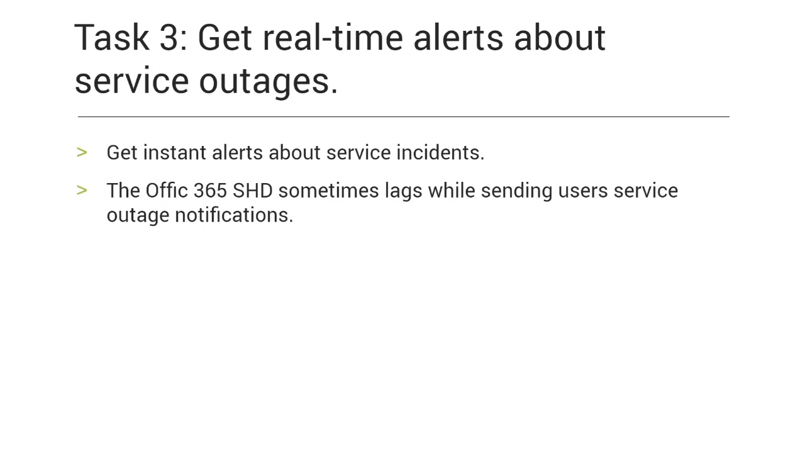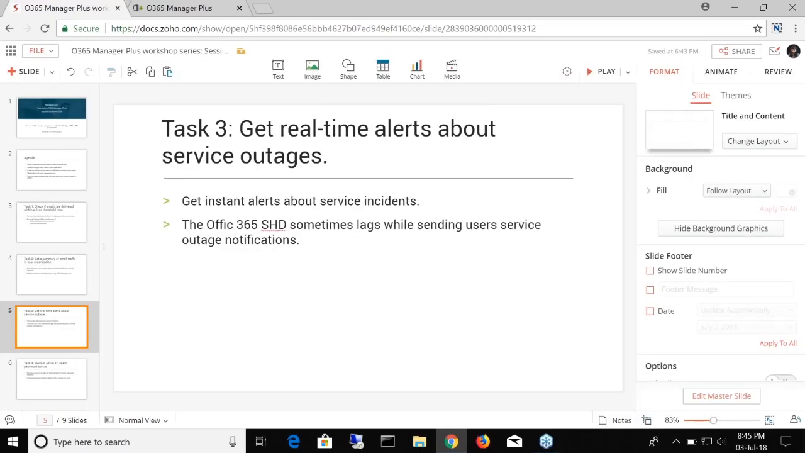And another thing is, there have been incidents where the SHD has lagged when it comes to notifying users about service outages. There has been significant lagging in the time that it takes for the SHD in giving alerts to users about service outages. And as more and more organizations are becoming dependent on cloud source services, you need to establish a proper setup so that you receive real-time notifications about service outages, which is where O365 Manager Plus comes in. So I'm going to switch to the product screen and show you how exactly this tool will immediately alert you as soon as there's a problem in any of the Office 365 services.